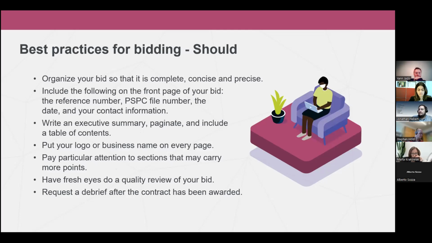These are shoulds, some good advice. Organize it, have somebody look over it. I don't know if that's on here, but review it, edit, write an executive summary, put your business logo. All of these are good things that you can think about.